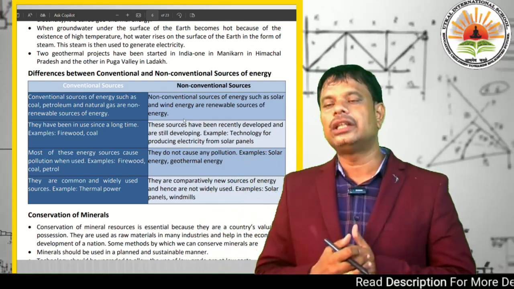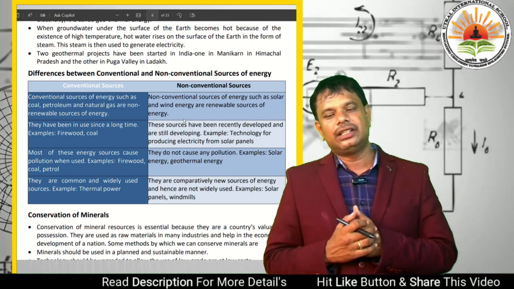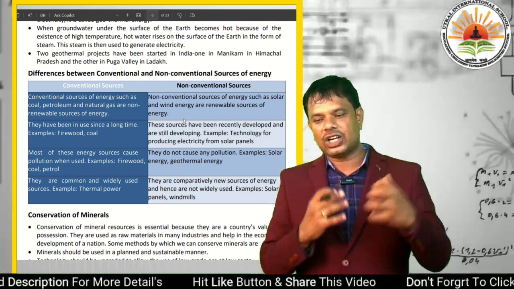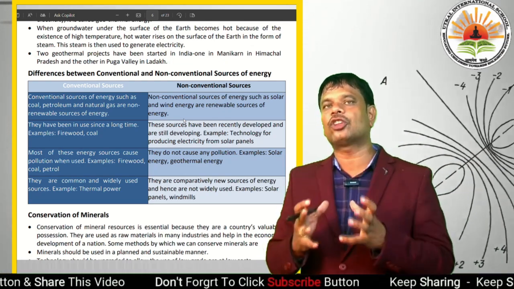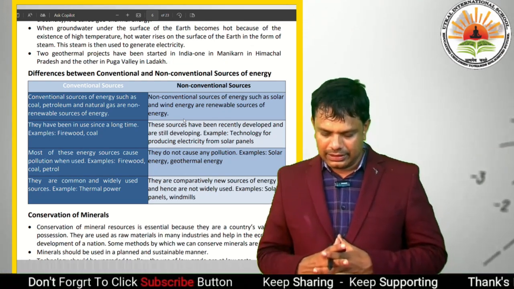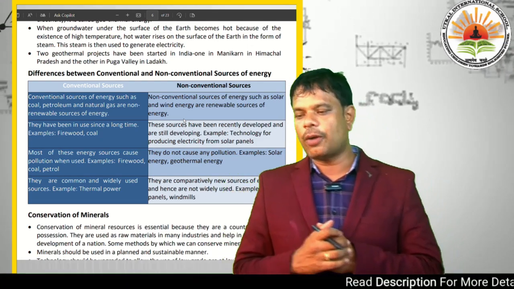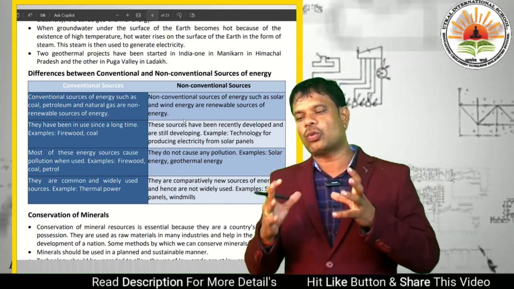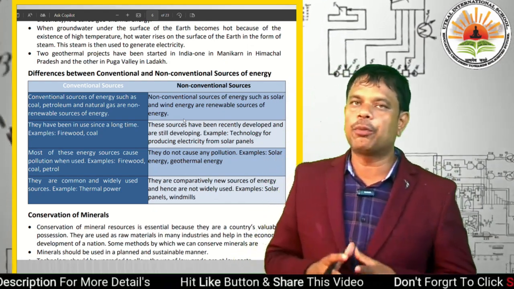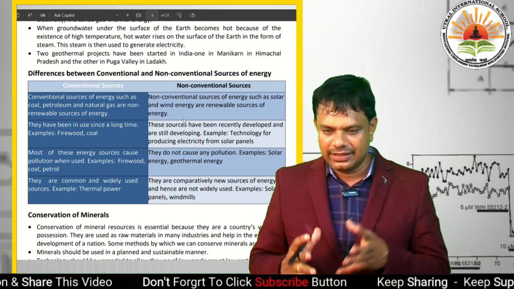Another important thing, dear students, conventional sources are common and widely used sources. Examples are thermal power. And if you go to non-conventional sources, they are comparatively new sources of energy and hence are not widely used. Example, solar panels and windmills.